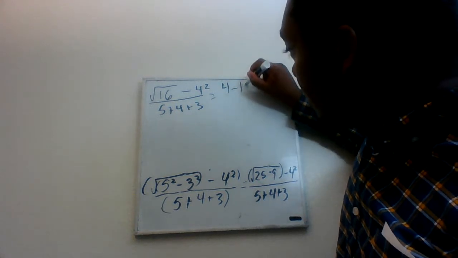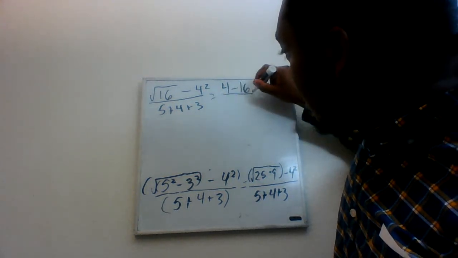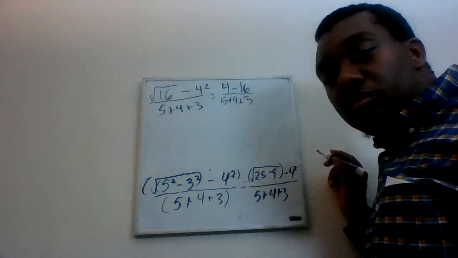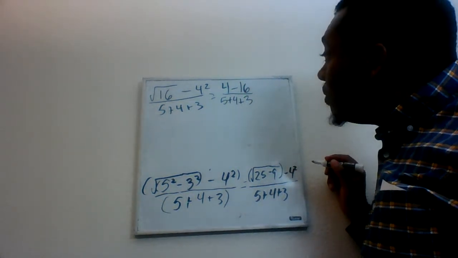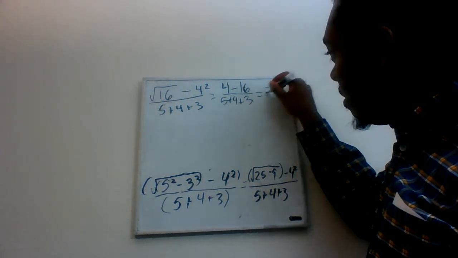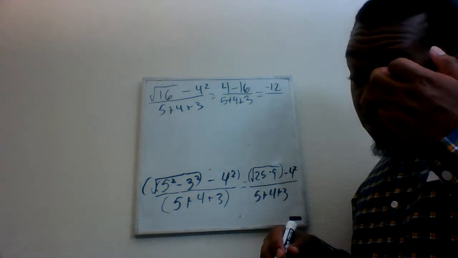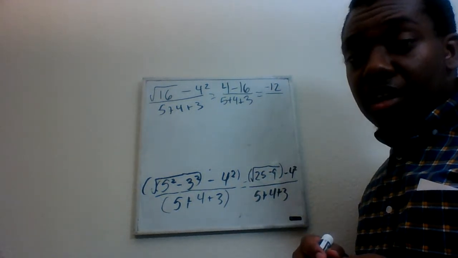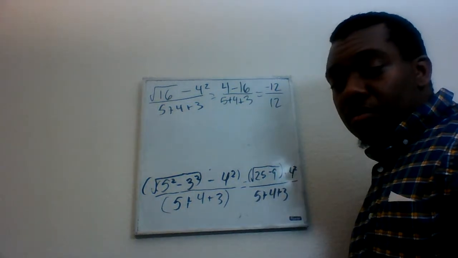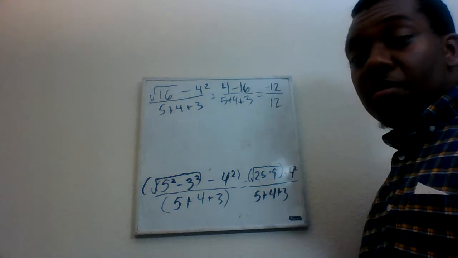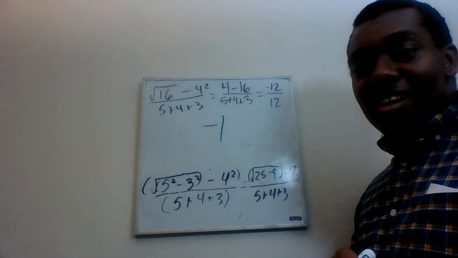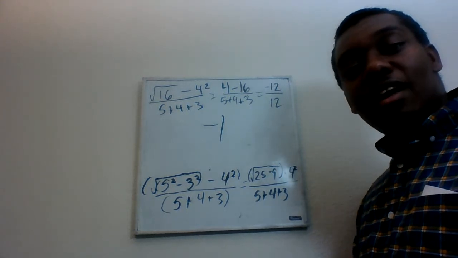Minus 4 squared would be 16, all over 5 plus 4 plus 3. Okay. Well, let's subtract that up top. 4 minus 16 gives us negative 12. In the denominator, we get 5 plus 4 plus 3, which will give us 12. Sweet. And what is negative 12 divided by 12? Negative 1. That's right, negative 1.